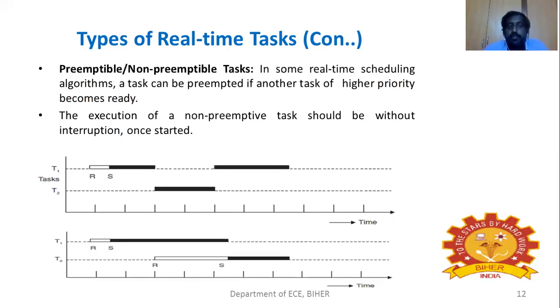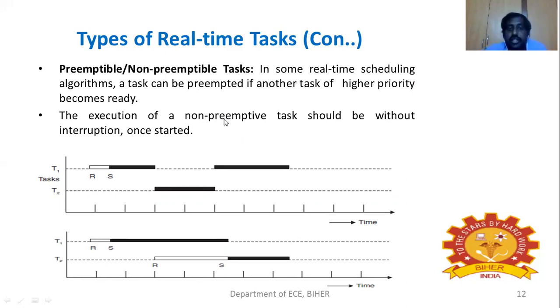And another one, preemptable and non-preemptable tasks. This is the other category of real-time task. In some real-time scheduling algorithms, a task can be preempted if another task of higher priority becomes ready. So it depends upon the other higher priority task. So preemptable depends upon other higher priority tasks.